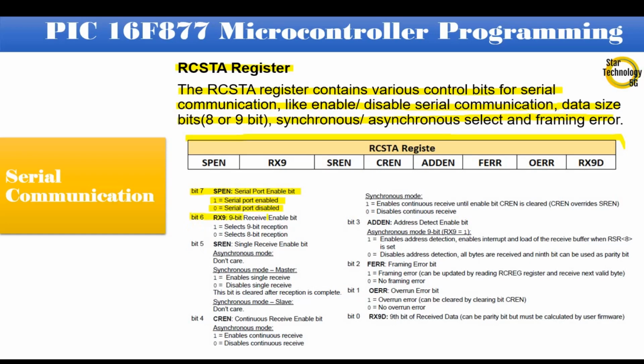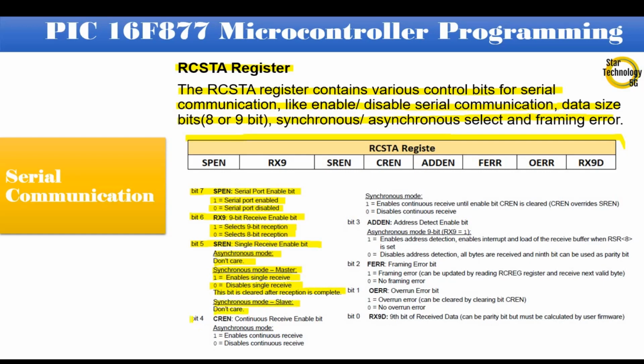Bit 6 RX9, 9-bit receive enable bit. 1 equals selects 9-bit reception. 0 equals selects 8-bit reception. Bit 5 SREN, single receive enable bit. Asynchronous mode, don't care. Synchronous mode, master: 1 equals enable single receive. 0 equals disable single receive. This bit is cleared after reception is complete. Synchronous mode, slave: don't care.